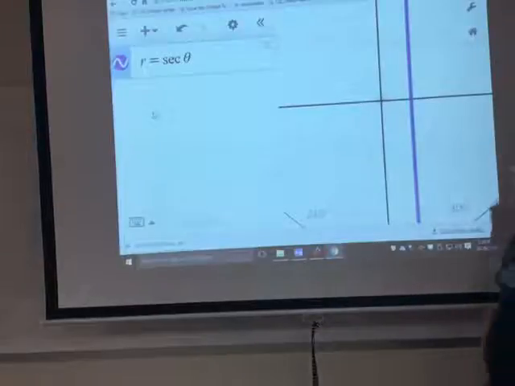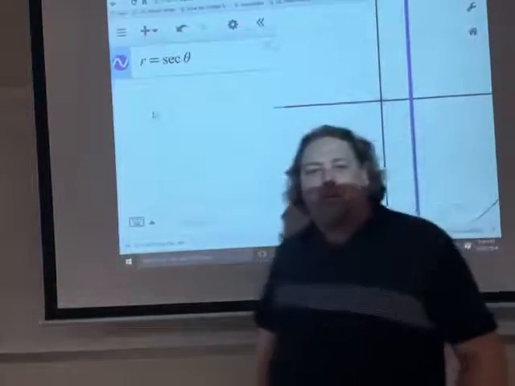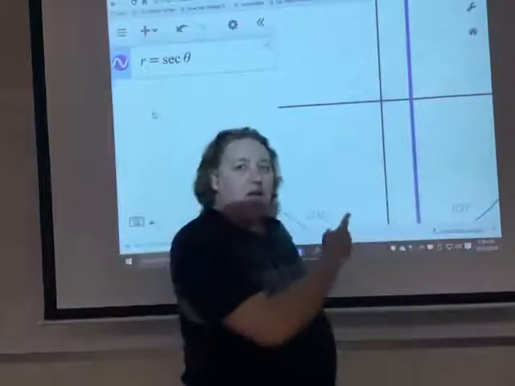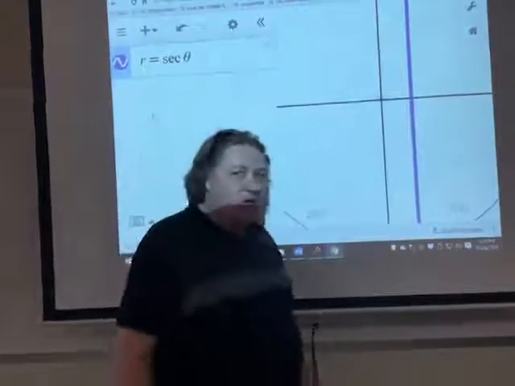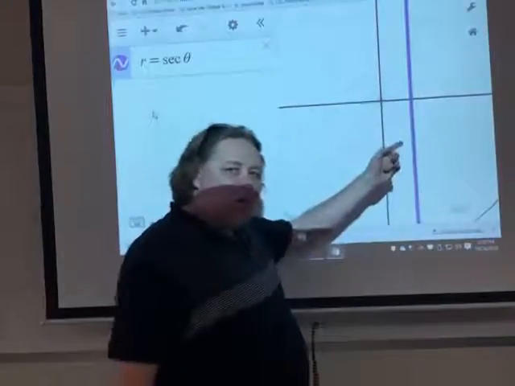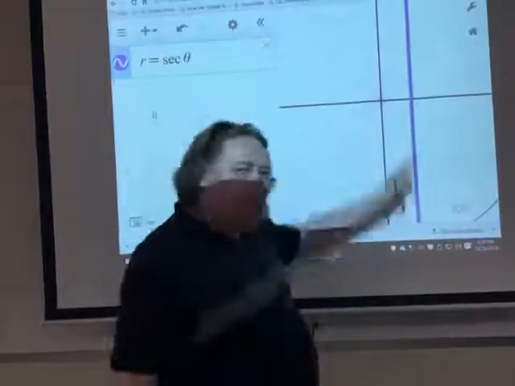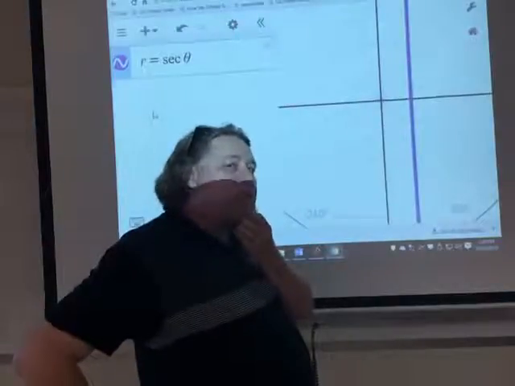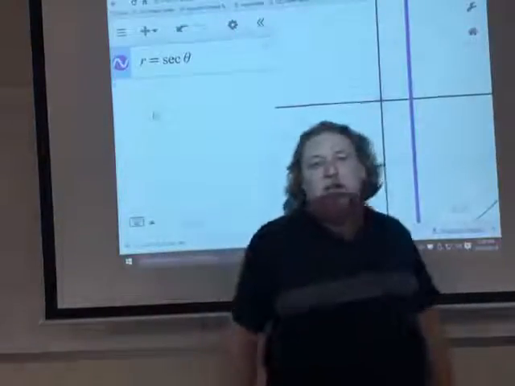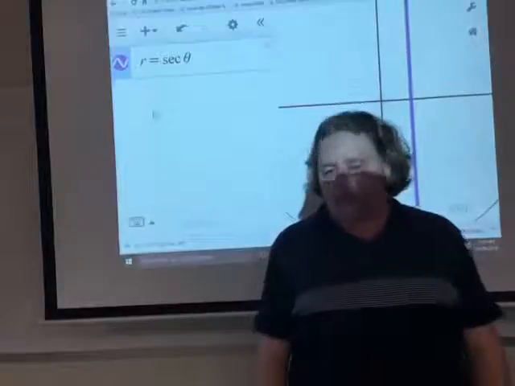Oh my goodness. That's a line. Now we know secant doesn't look like no line when we normally graph it, but oh my goodness. When I graph secant in polar, I get a line. That's pretty crazy. So that's some graphs for you to think about, and then we're going to explore a few more together in class.